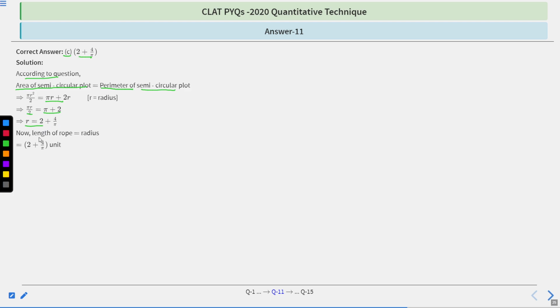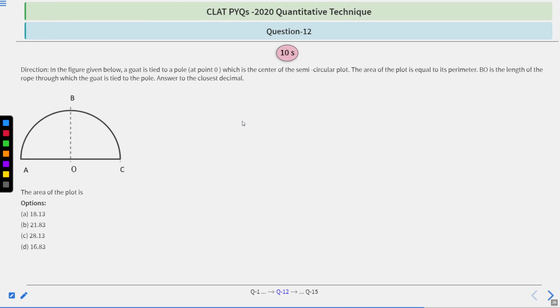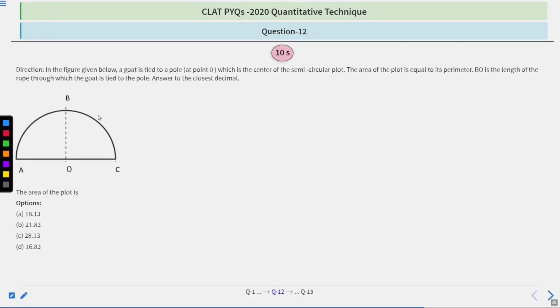Simple. Now the length of the rope is the same as the radius, so you will have the radius as 2 plus 4 by pi units. I hope the explanation is clear to you. Let's move to the next question. The passage is the same. Let me just quickly go through it.